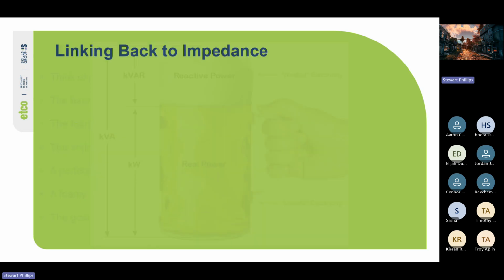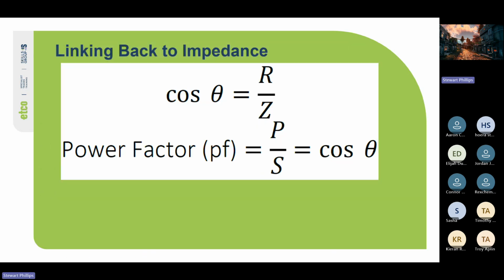Cool. So linking it back to impedance, we have this. Cosine theta equals R divided by Z. So our power factor is equal to P over S, or our power divided by our apparent power, which is our hypotenuse, and which is equal to cosine theta. So our resistance is our power, our impedance is our apparent power.